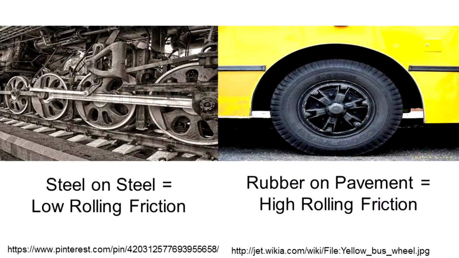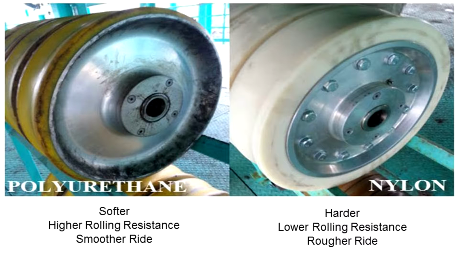There's more friction there. So roller coaster engineers must carefully choose the materials the wheels are made out of. A harder material like nylon has lower friction but could result in a bumpier ride, while soft wheel material like polyurethane has higher friction but could result in a smoother ride. And there's other factors like durability and endurance of the wheel as well. So roller coaster engineers really need to find the right balance between all those factors.